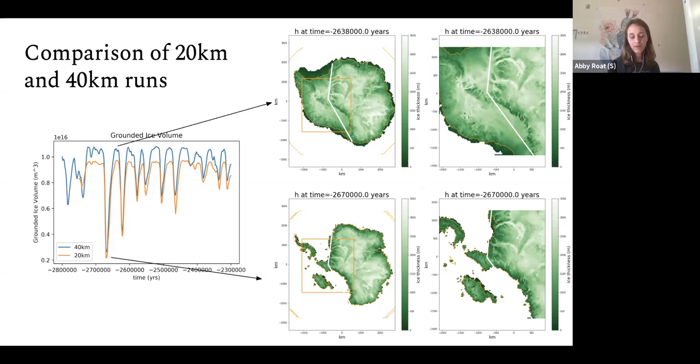And my very initial conclusion from looking at this for a few hours was that there isn't a significant effect, at least on ice thickness, of changing resolution, which is good because all my other stuff is at 40 kilometers. Okay, next slide.